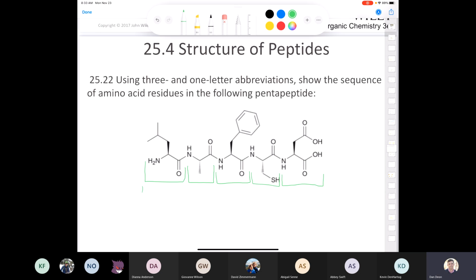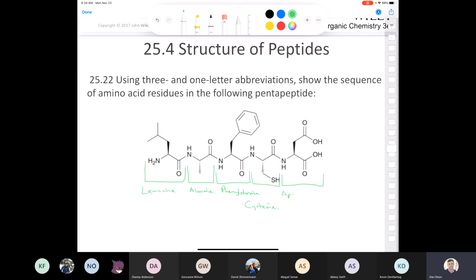Okay, so again, we have a leucine here. We have an alanine here. We have a phenylalanine there. Here we have a cysteine. Okay, and here we have an aspartic acid.